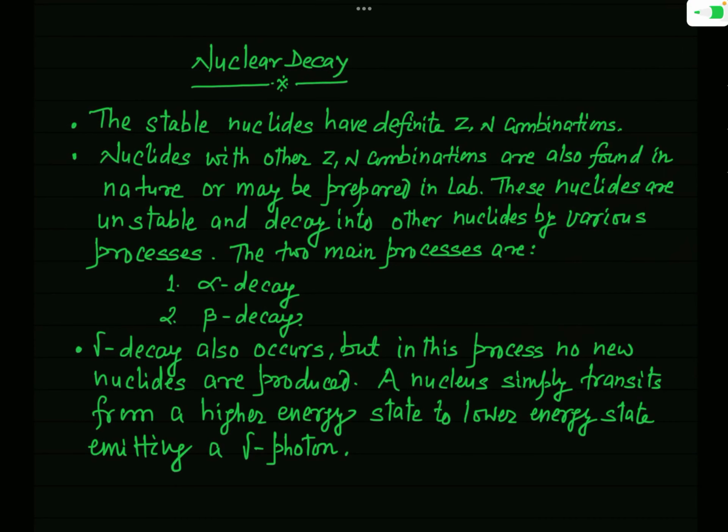After a detailed discussion on the nuclear shell model, now in nuclear physics we are going to start a new chapter, nuclear decay. In this chapter, we will mainly study three types of decay process, and those processes are alpha decay, beta decay and gamma decay.